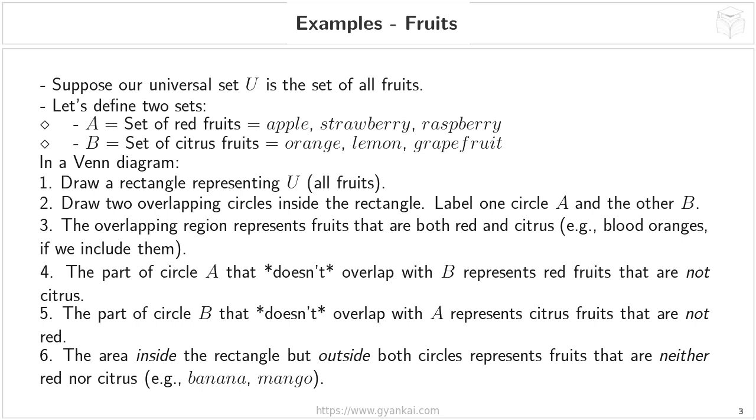Bananas and mangoes are good examples. They're fruits, so they're inside our rectangle, but they aren't red and they aren't citrus, so they fall outside of both circles. This example should help you visualize how the universal set frames everything, and how different sets relate to each other within that framework. We'll build on this understanding with more examples, including numbers, on the next slide.